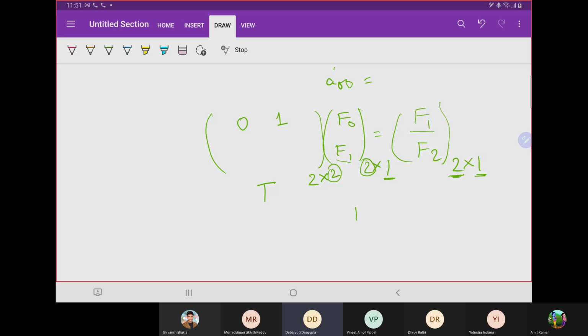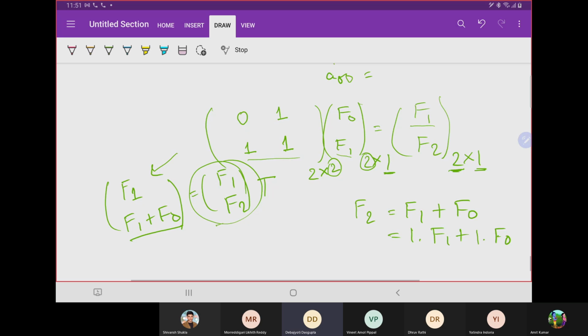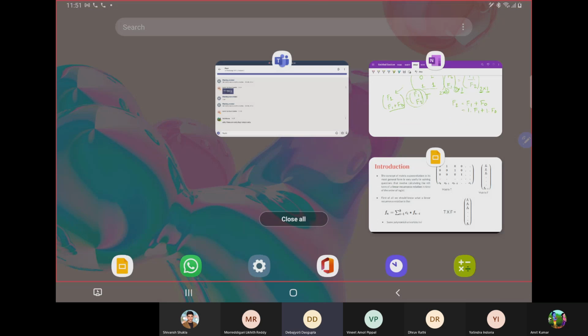Similarly, for the second term, you see that f2 will be defined as f1 plus f0. Right. So f1 plus f0 can be written as 1 into f1 plus 1 into f0, right? So basically we will be writing here 1, 1, because then this will add 1 into f0 and 1 into f1. So after taking a product, we will be getting f1 in the top part and f1 plus f0 in the bottom part. So what was f1 plus f0 is basically f2. This is our required matrix that we needed here, right? So this is just an example of how this transformation matrix has been created.